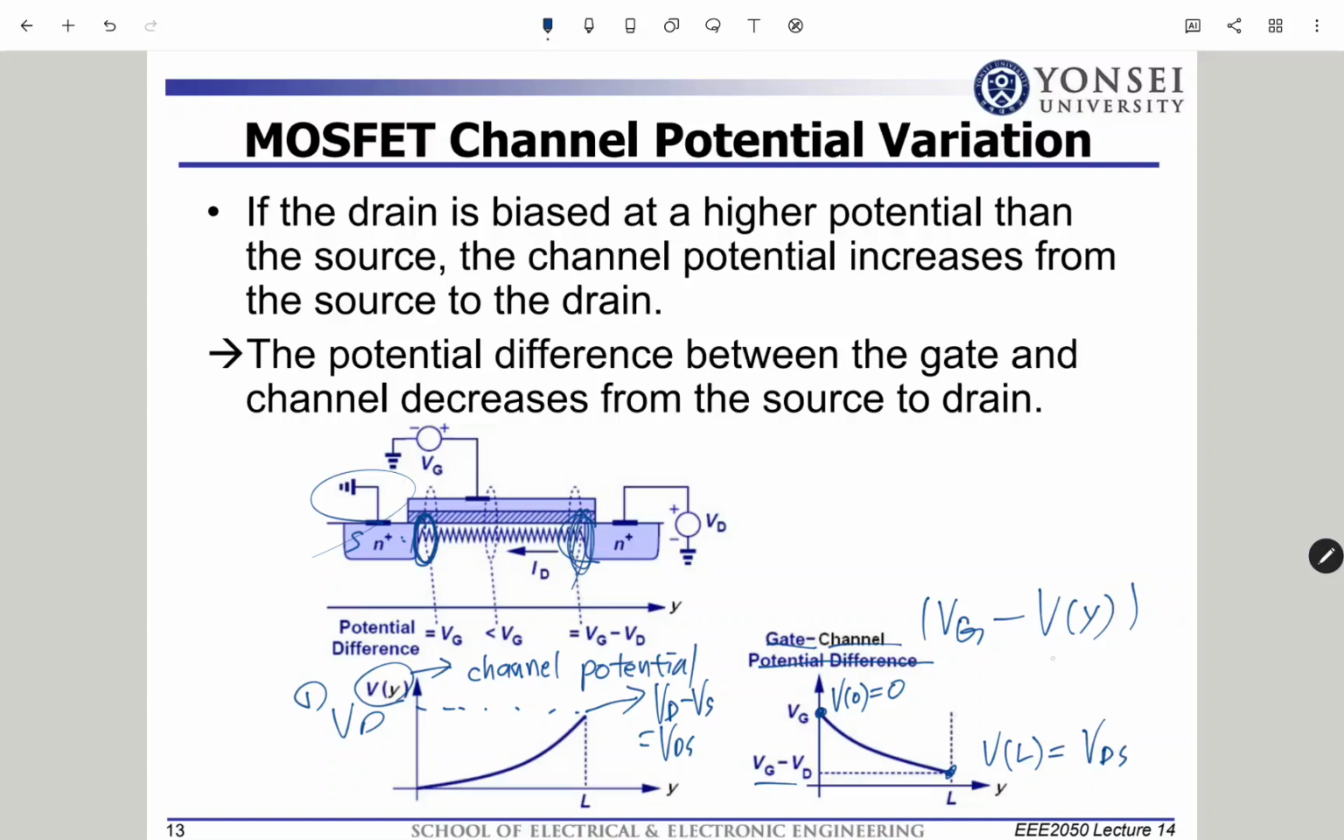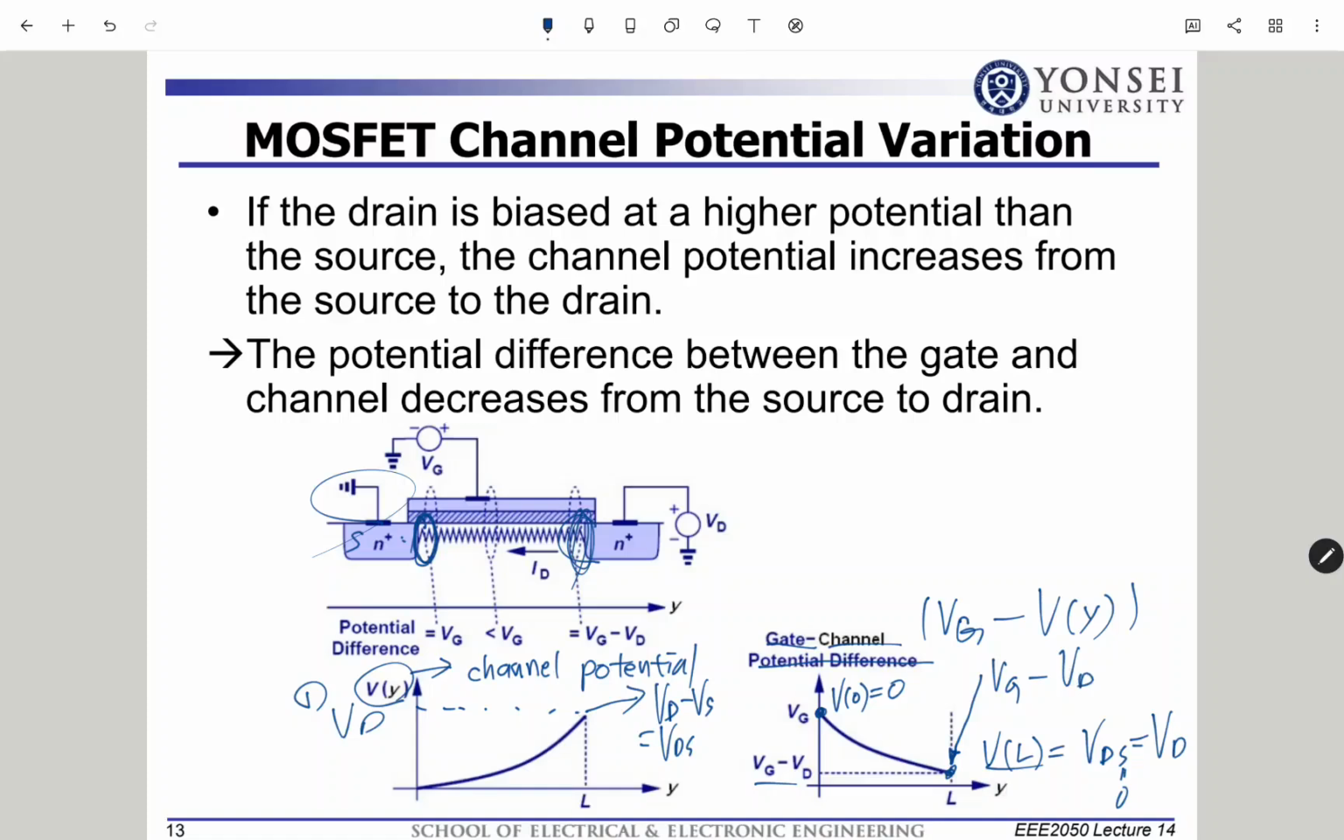So now, what is the VDS? VD, right? Since VS is equal to 0. I'm talking about channel potentials. So now, what is the voltage here? VG minus VD. Is that right? Yes, of course. Are you with me? Don't get confused. There is nothing you need to be confused about.